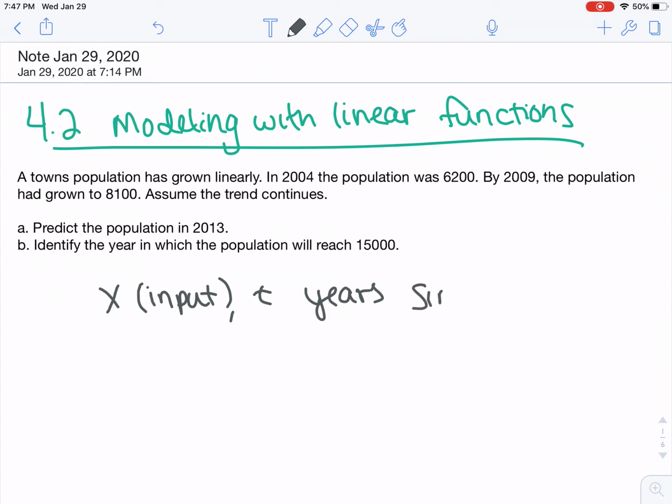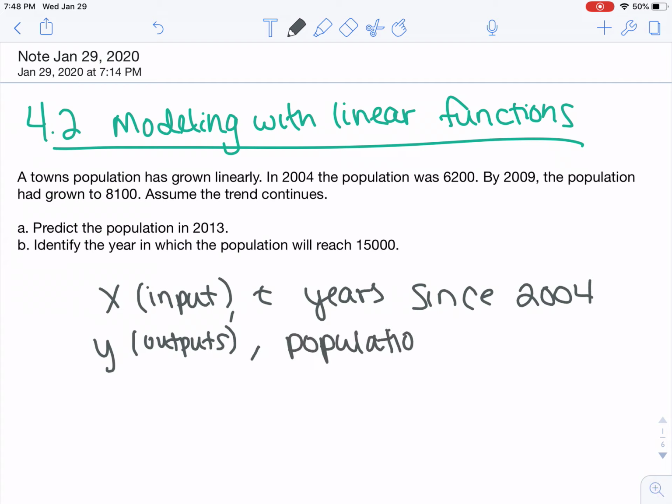And we're going to say since 2004, because that's when we're starting this linear change. Before that, we don't know if it was linear change. We don't know if it was a consistent change every year. But we do know that from 2004 onward, it's going to be the same consistent growth, which is totally unrealistic, but, who am I? So our y values, or the outputs, are going to be the population, okay? So after however many years after 2004, what is our population? That's the dependent part, okay?